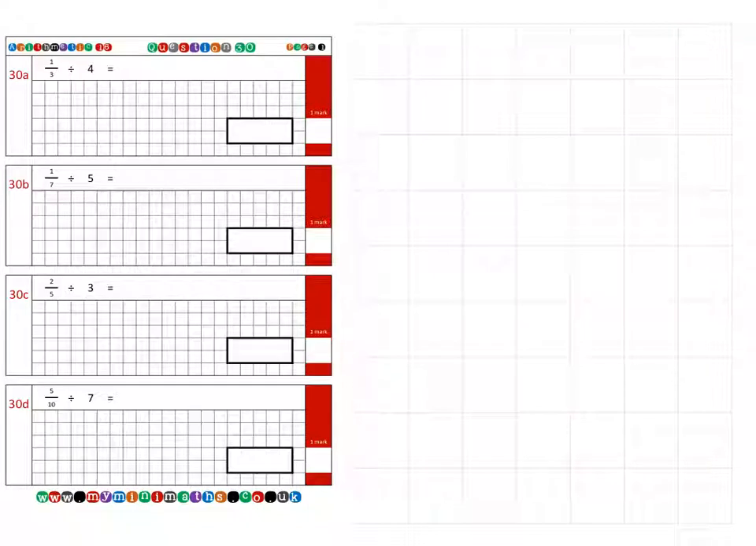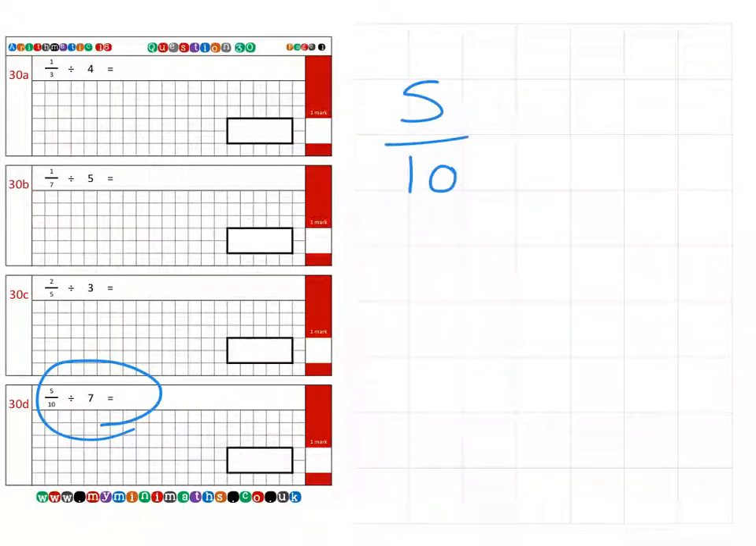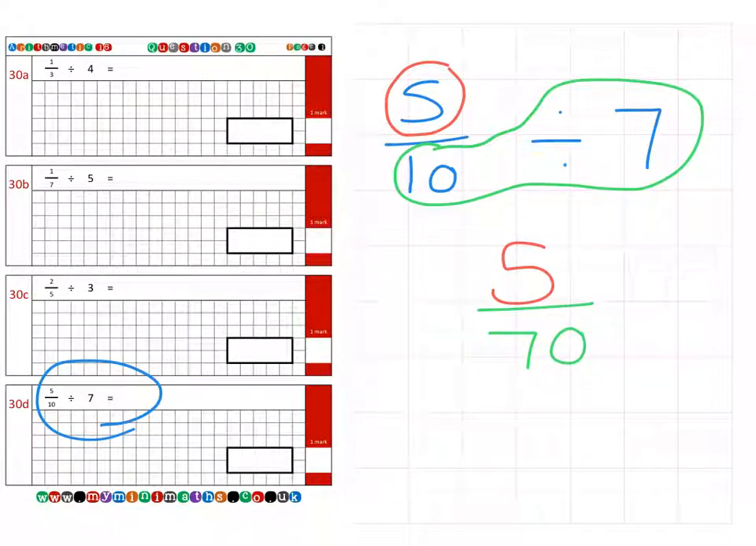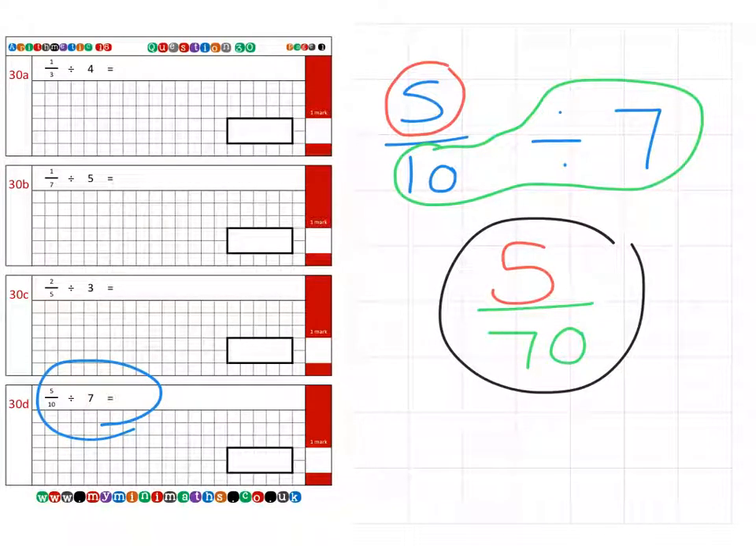And for the last question of this tutorial, question 30D, we're going to look at it in a slightly different way, which is 5/10, and we're going to divide that by 7. Now what we can do is we can keep our numerator the same and then multiply the 10 and the 7 to make 70. And this will give us our final answer of 5 over 70.